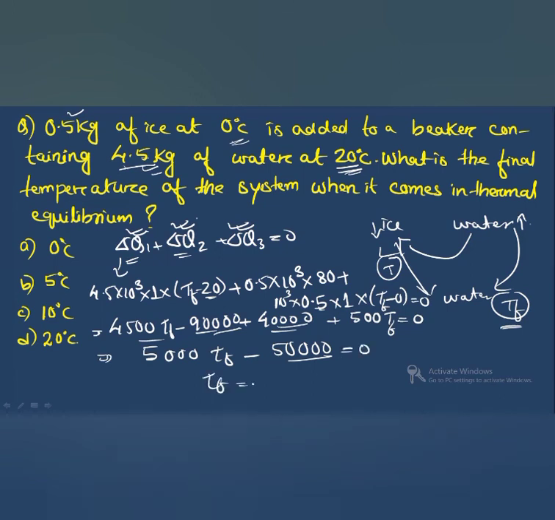So you can write Tf equals how much? This has 4 zeros, this has 3 zeros. 1, 2, 3, 1, 2, 3. So 5, how much? 10. So it is 10 degrees Celsius. All right. So your answer is option C, that is 10 degrees Celsius.